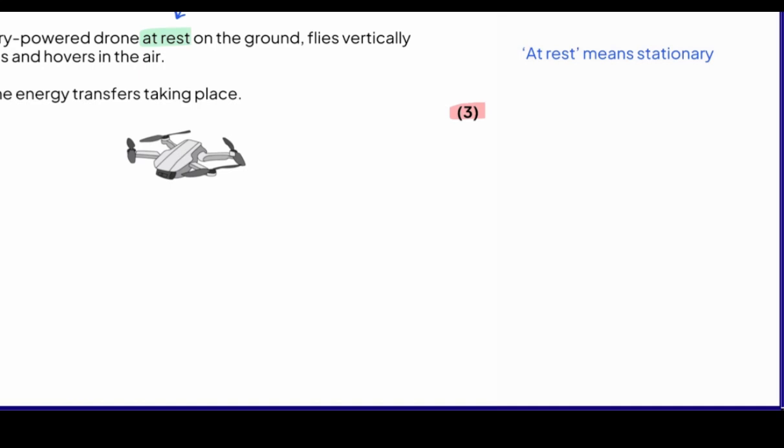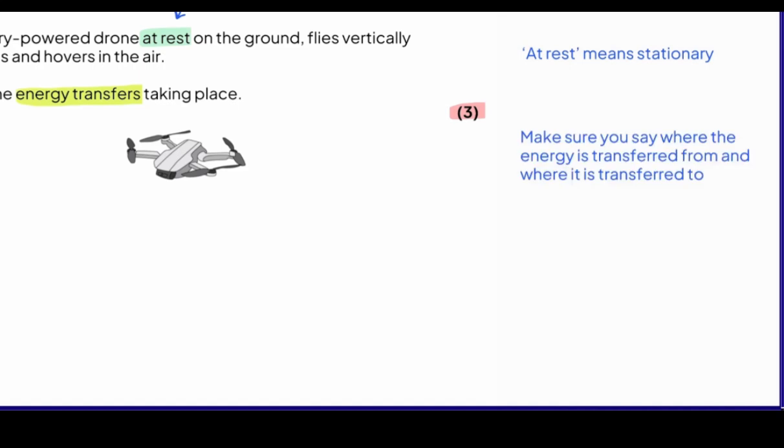The 3 marks are an indication that we're looking to name 3 energy stores. The command word here is state. It's tempting to think that that means you just have to name the 3 energy stores, but be careful. The question is state the energy transfers taking place. In any transfer, there is a store that energy is being transferred from and a store that energy is being transferred to. So, firstly, where is the energy being transferred from?